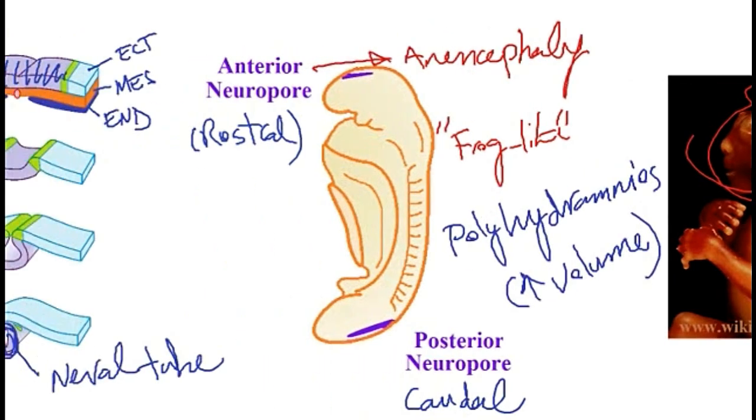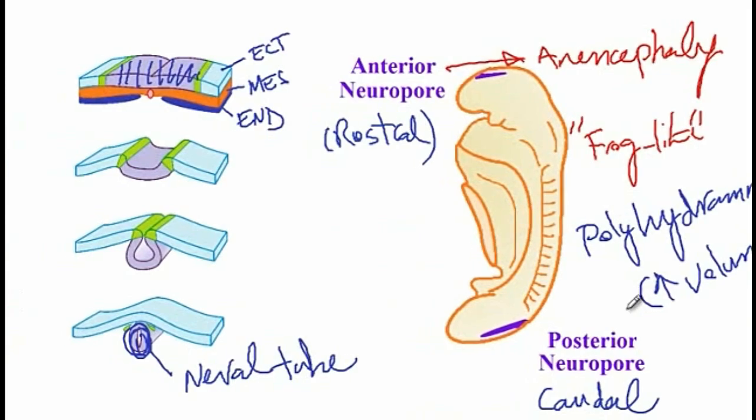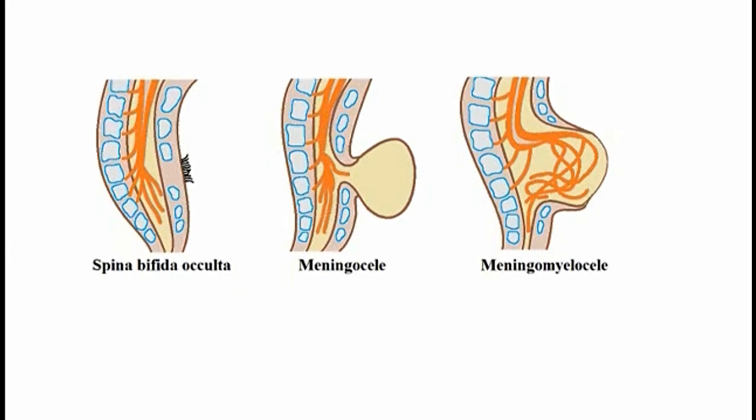Now, in addition, defects can arise from failure of the posterior neuropore to close, and these include spina bifida, where the vertebra is missing, and over the defect, a tuft of hair will grow. Meningocele is the condition where the meninges will herniate through the defect, and meningomyelocele is the condition where the spinal cord herniates through the defects.